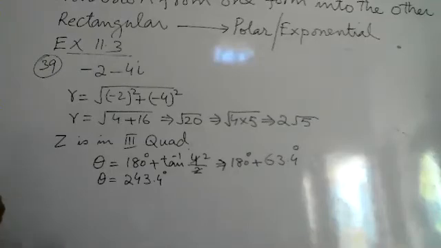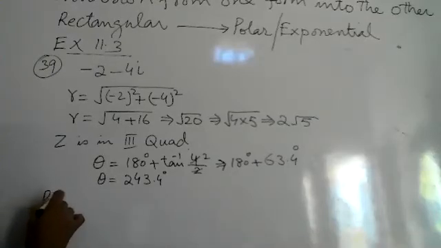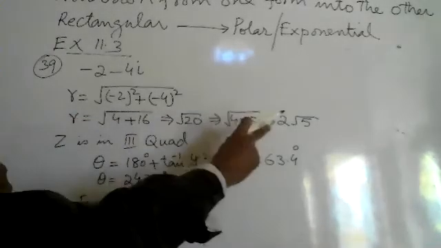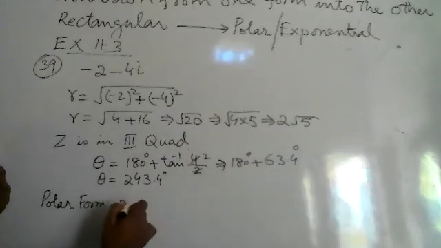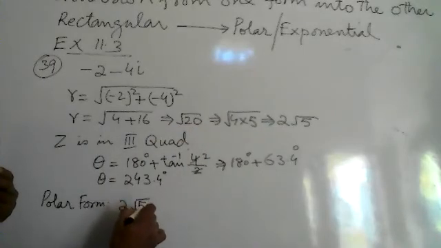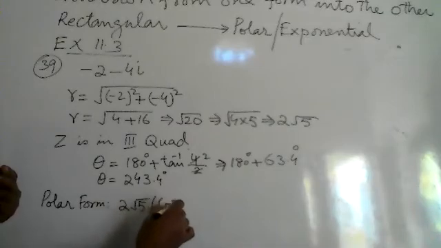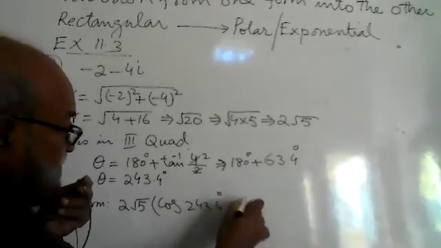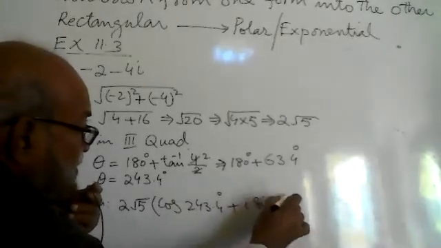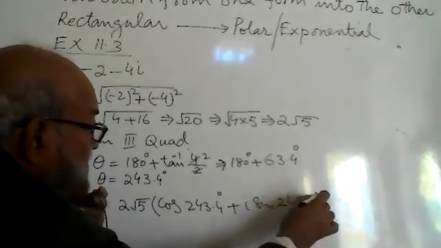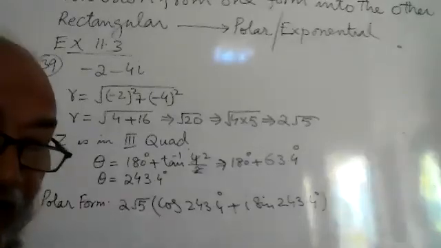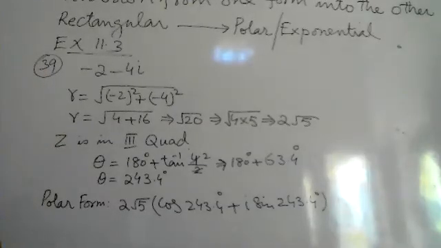Theta will become 243.4 degree. So the polar form: r is 2 root 5 or root 20, whatever you like, times cos 243.4 degree plus iota sin 243.4 degree. This is the polar form.